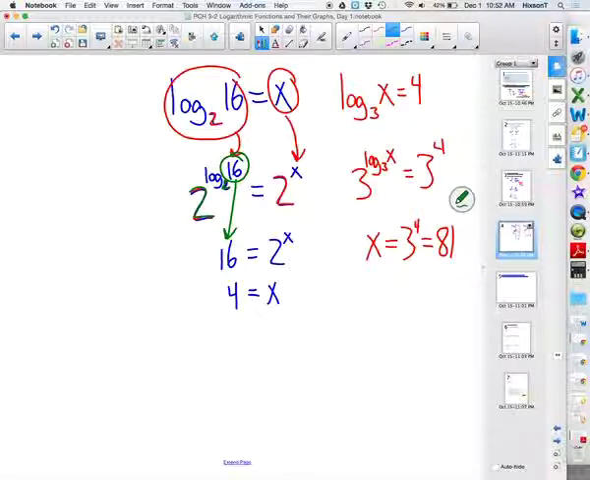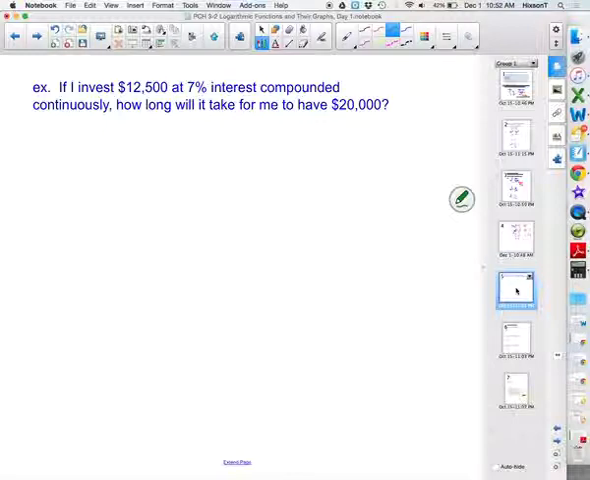Alright, so let's tie this together with what we looked at yesterday. Let's say we got this investment. I'm going to invest $12,500 at 7% interest compounded continuously.